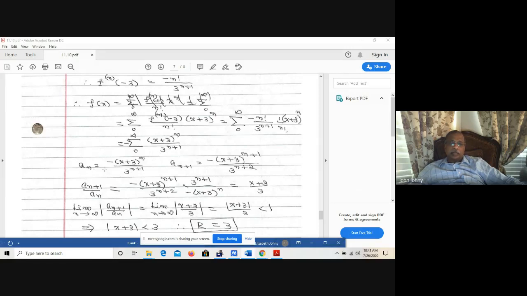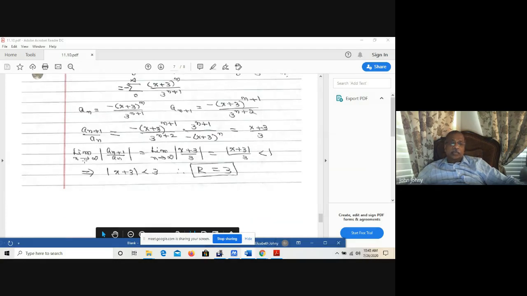Write down a_n and a_(n+1). You have a_(n+1) over a_n is (x plus 3) to the n plus 1 over 3 to the n plus 2, times 3 to the n plus 1 divided by (x plus 3) to the n. That is (x plus 3) over 3.